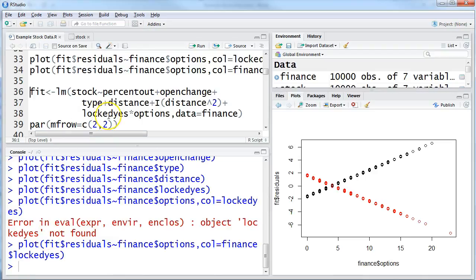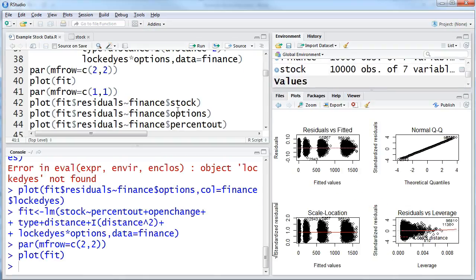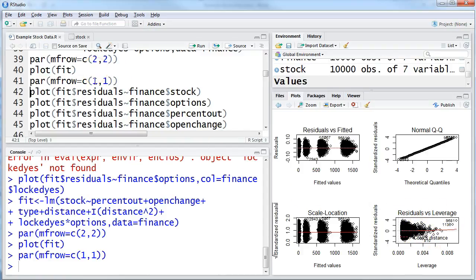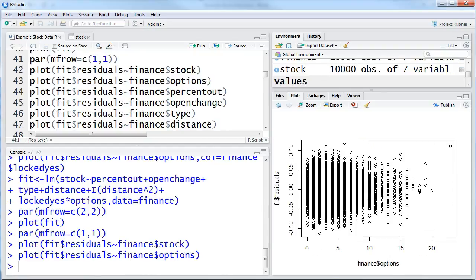So my next fit should have an interaction between locked and options, and that should fix that little design. Let's see if the residuals look better. And they do. Remember that dinosaur track? That's gone now. We still have a little bit of squiggle here, but this is definitely an improvement. Let's look at stock, and options now looks good.